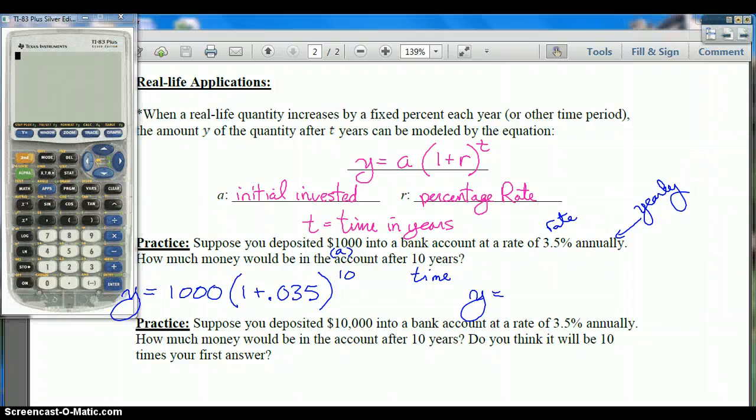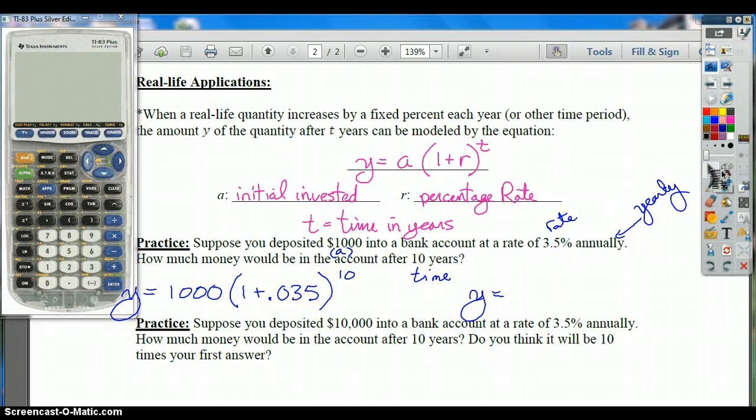So you can see now I have my lovely calculator open. Let's punch this data in. I'm going to have 1,000 times the quantity 1.035 when I add that, and I'm going to raise that to the 10th power. So how much money would I have in that account after 10 years? I would have $1,410 and about 60 cents. So literally you got $410.60 for doing nothing.